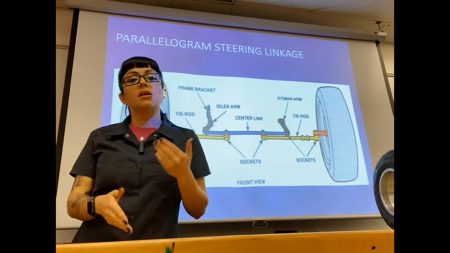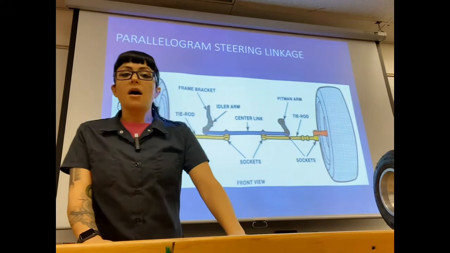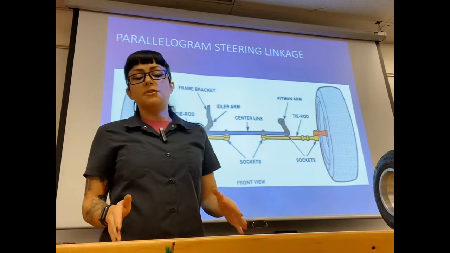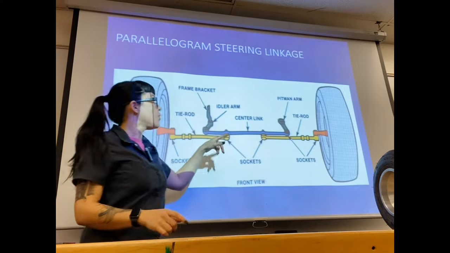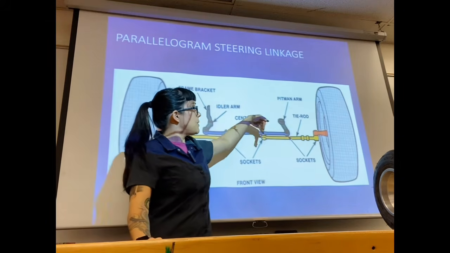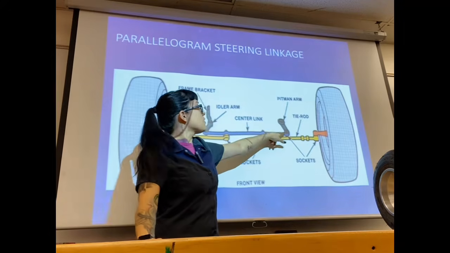the second person is going to hop underneath the car. This has to be on the ground, by the way. It can't be in the air because we need weight on the vehicle's wheels. And the person underneath the car is going to look at each one of these joints. So if I can see that my pitman arm is moving, but my center link isn't, then I know that this is the worn joint.